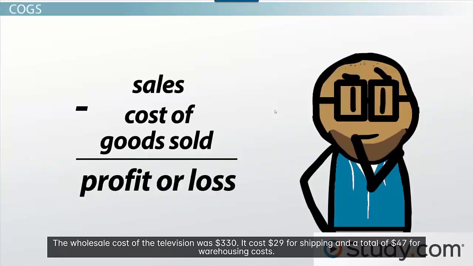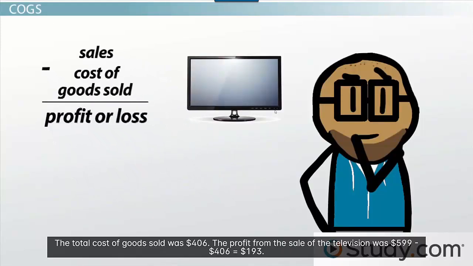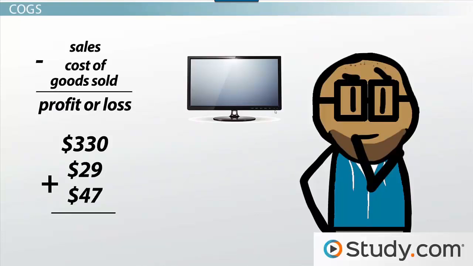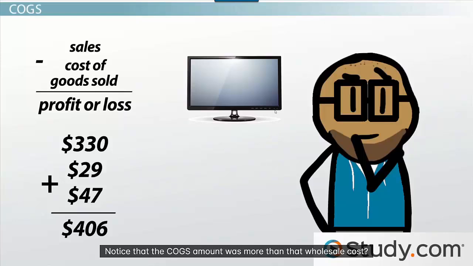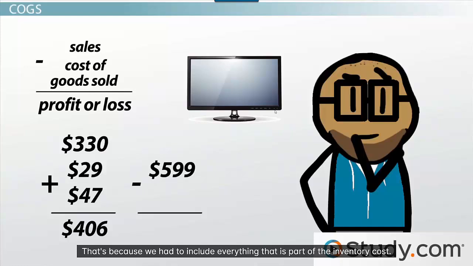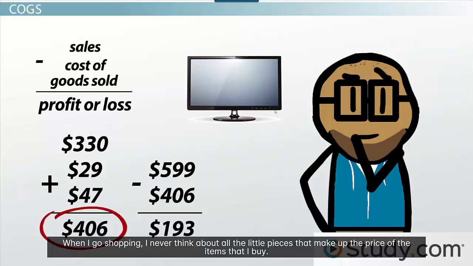Let's look at an example of this. I paid $599 for a 52-inch television. The wholesale cost of the television was $330. It cost $29 for shipping and a total of $47 for warehousing costs. The total cost of goods sold was $406. The profit from the sale of the television was $599 minus $406, which equals $193. Notice that the cost of goods sold amount was more than the wholesale cost. That is because we had to include everything that is part of the inventory cost.